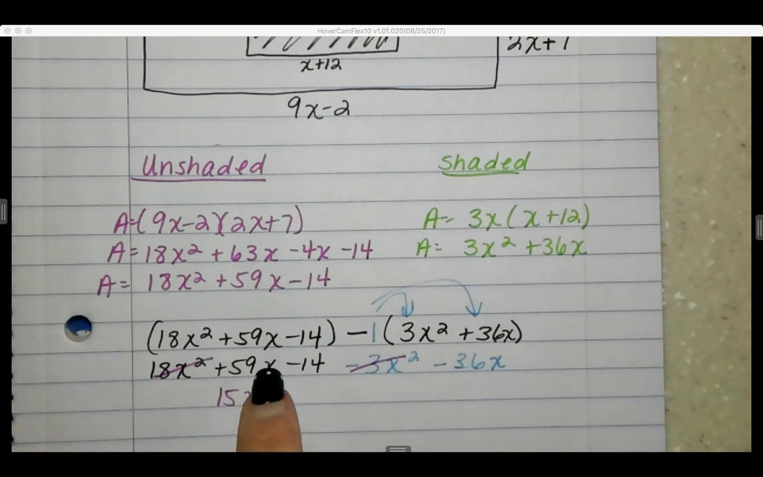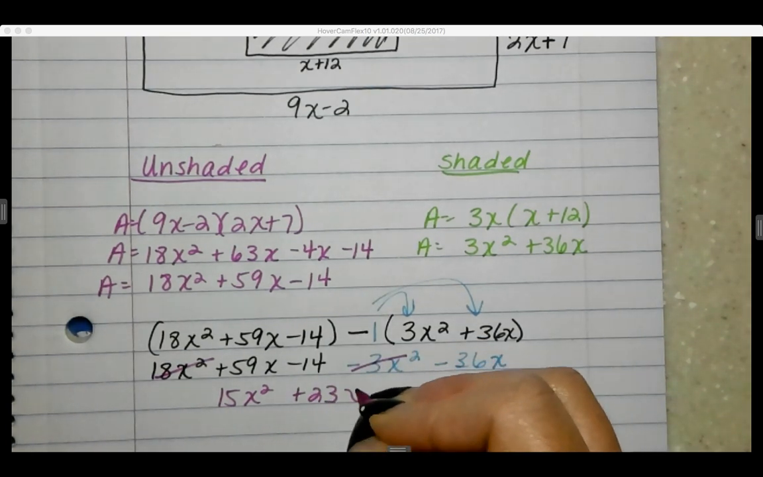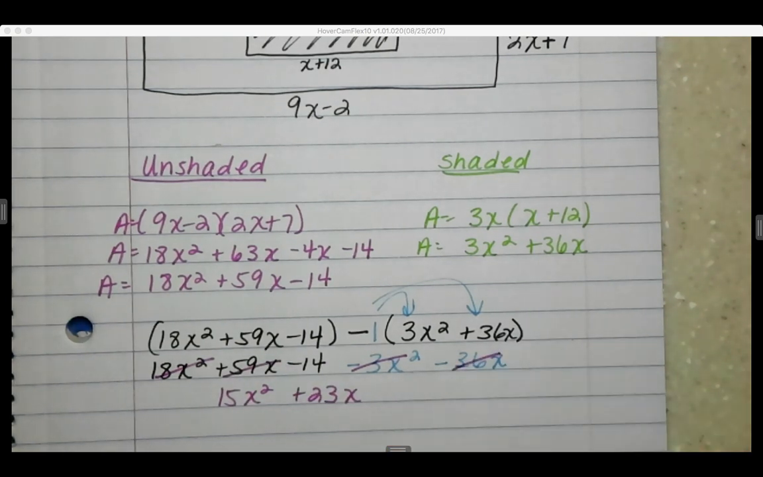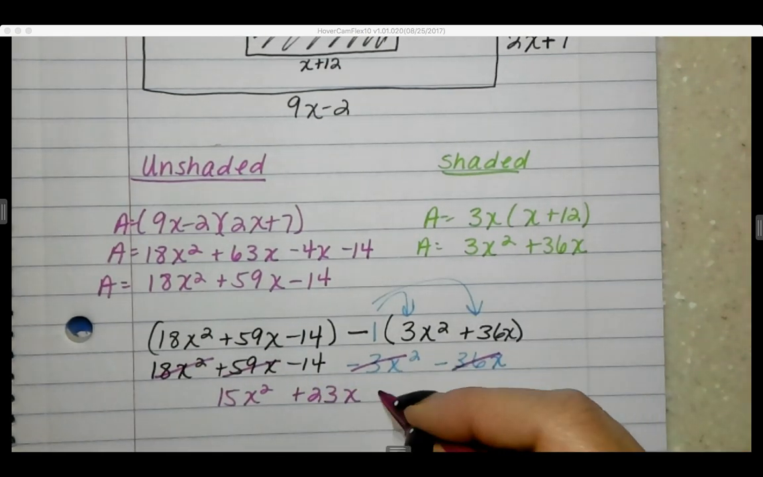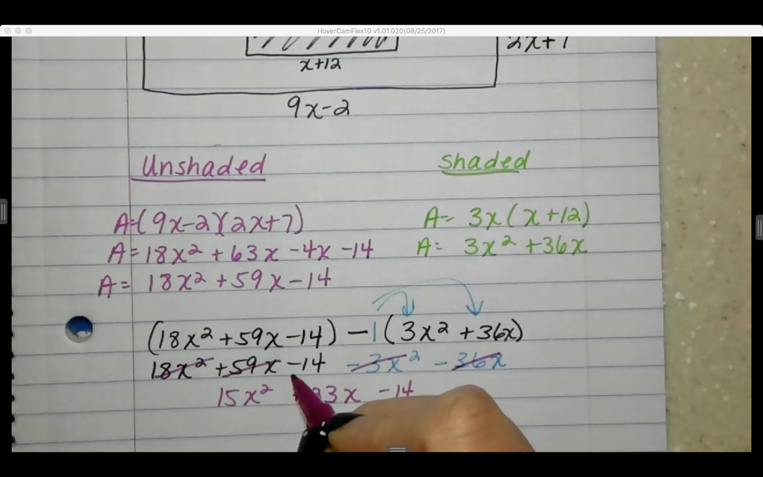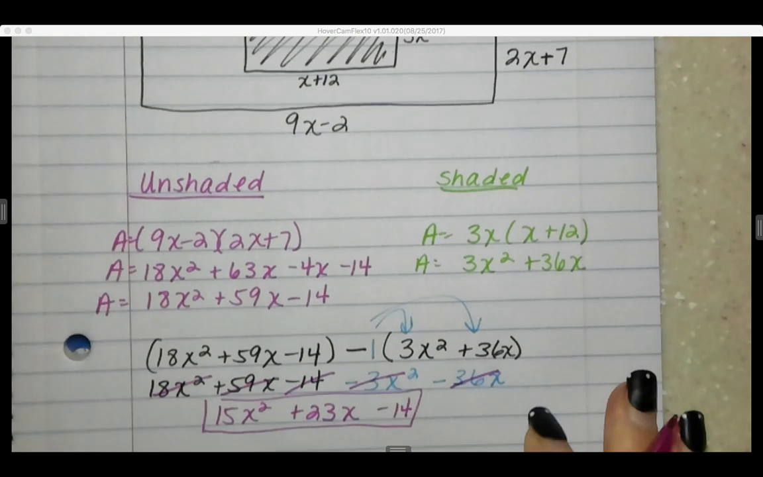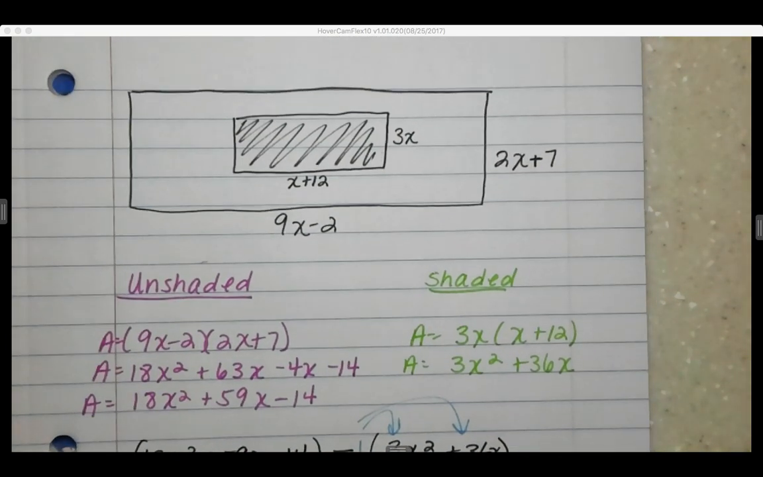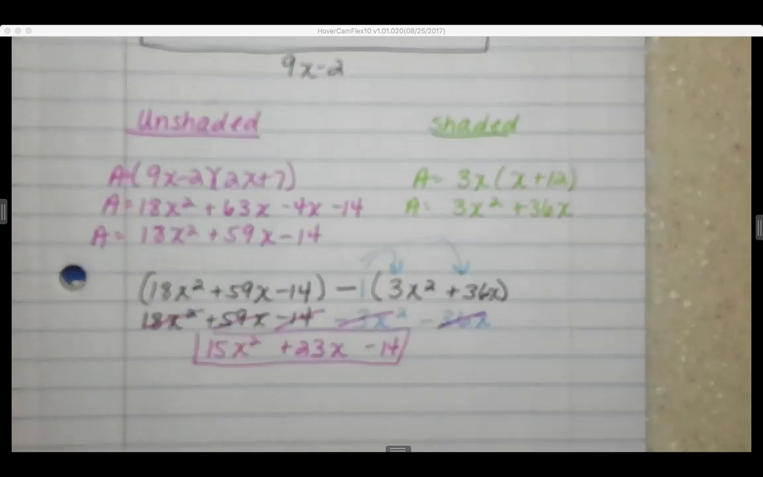So these 59x, positive 59x, minus these 36x's makes 23x. Those are gone. You're going to hear my dog bark in just a minute. And then the last guy is this minus 14. He's a constant, and there are no other constants. So that is the area of the unshaded portion after you subtract out the shaded portion.